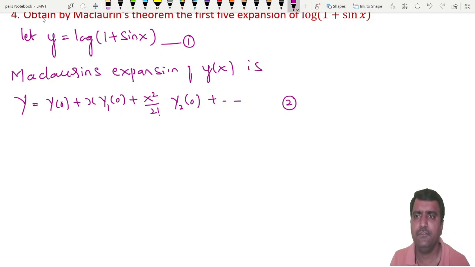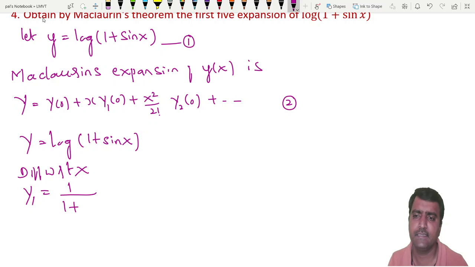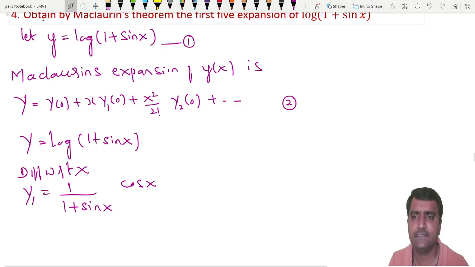Now you consider y first. y is equal to log of 1 plus sin x. Now we differentiate this with respect to x. Differentiation of y is y1. Differentiation of log of 1 plus sin x is 1 by 1 plus sin x, into the differentiation of 1 plus sin x, which is cos x.